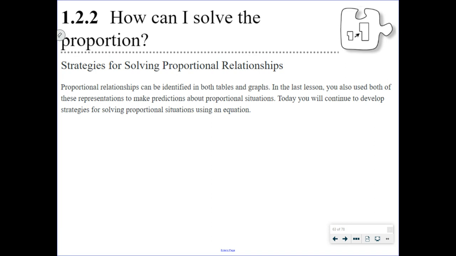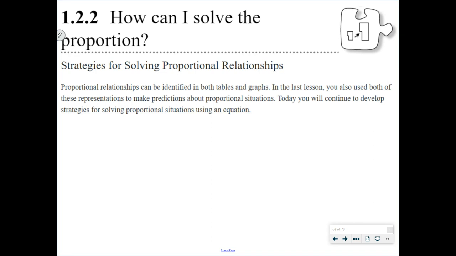It is one of those important lessons that you need to follow. So please, please, please make sure that you are alert and ready to go. If at any point you need to pause and go back, do it as many times as you need, but make sure you understand this. We will talk some about it in class, and we will practice some in class tomorrow, but this is the bulk of the material, okay? Strategies for solving proportional relationships.